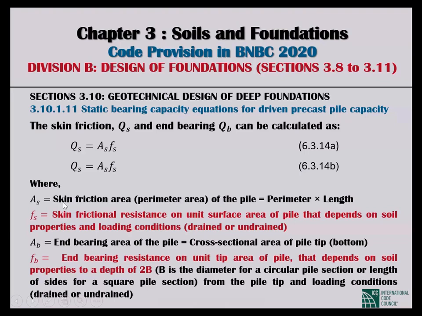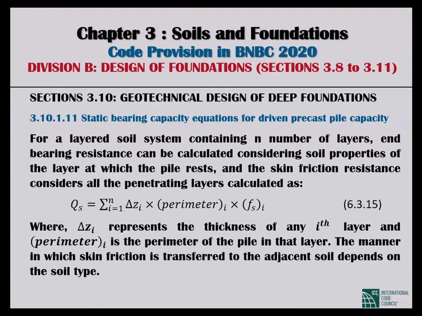AS is the friction area, and FS is the unit skin friction. AB is the end bearing area, and FB is the unit end bearing. When considering FB, we consider the properties of the soil from the tip of the pile to a depth of 2 times B. So we have to consider the properties over there. If it is a stratified soil, then for each layer we have to determine the skin friction and add it up.